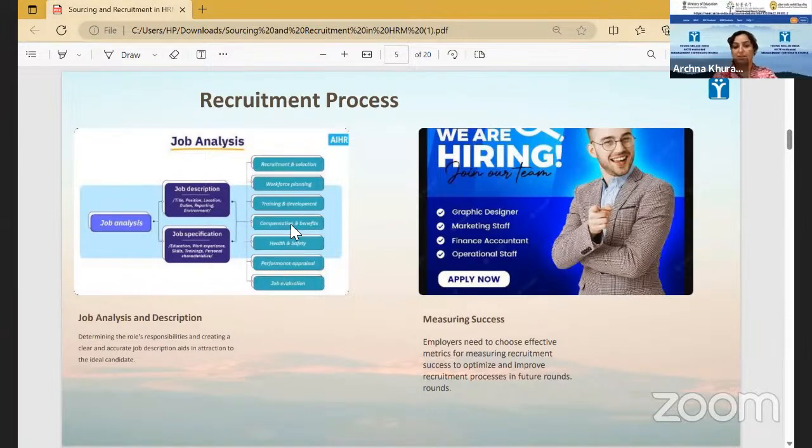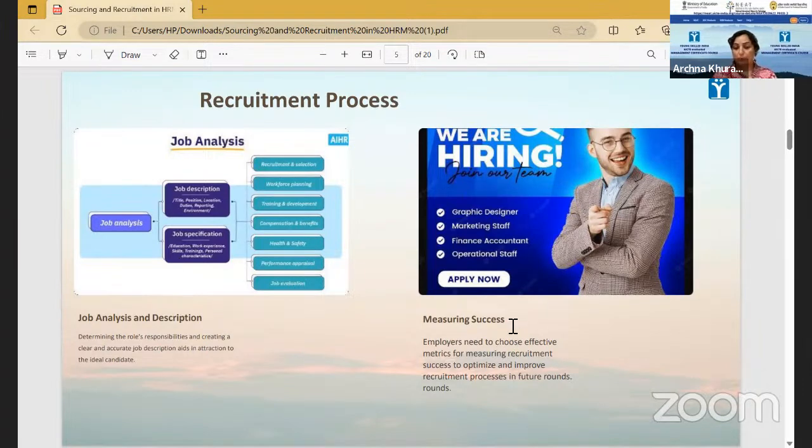And then you write their responsibilities. So for HR, if you write the responsibilities, this is how it would be: you are looking for a person in a generalist profile who can do recruitment and selection, can do workforce planning. So this is just an example that I've created here.